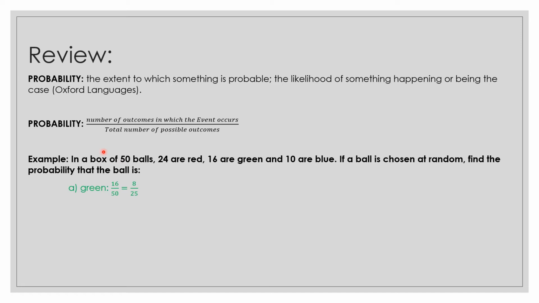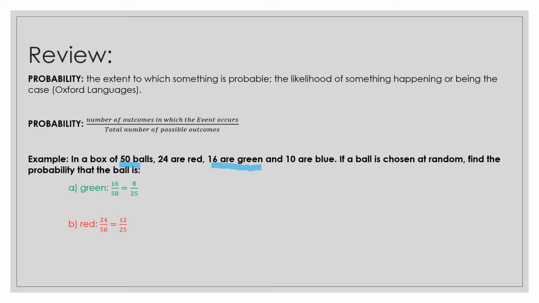Green. So, from our formula, it is the number of outcomes in which the event occurs. That is the numerator. From our problem, we can see that there are 16 green balls inside the box, so our numerator is 16. And in total, there are 50 balls inside the box, so our denominator is 50. So we have 16 divided by 50, which can be reduced to 8 over 25. Or if you would like to put it in decimal form, you can simply divide 8 by 25, or it can also be written in percentage form.